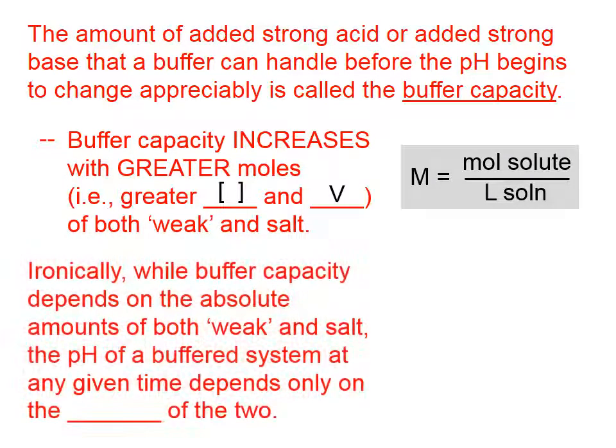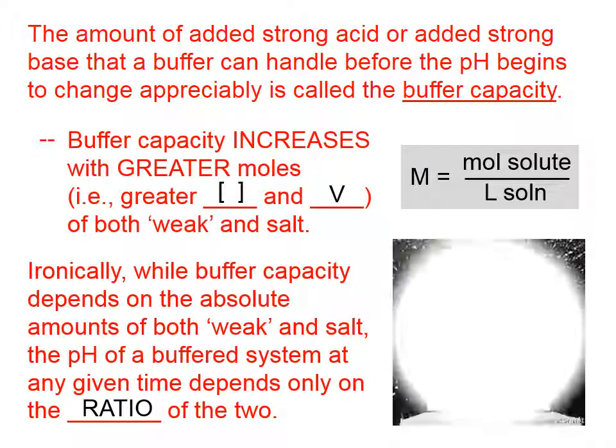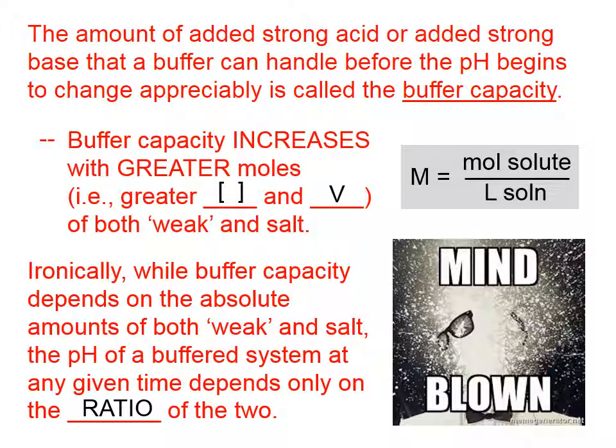So, the more moles of weak acid and the more moles of salt we have in the mix, the greater the buffer capacity. Ironically, while buffer capacity depends on the absolute amounts of both weak acid and salt, the pH of a buffered system at any given time depends only on the ratio of the two. We'll talk more about this in a subsequent lesson, but the pH of a buffered system does not depend on the absolute amounts of weak acid and salt, only on their ratio. The buffer capacity depends on the absolute amounts of weak acid and salt, the number of moles.